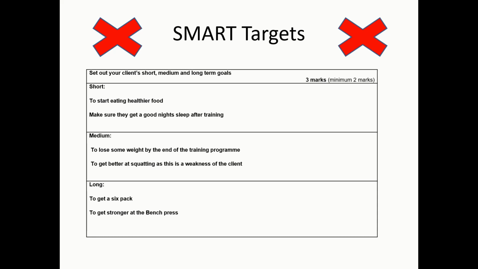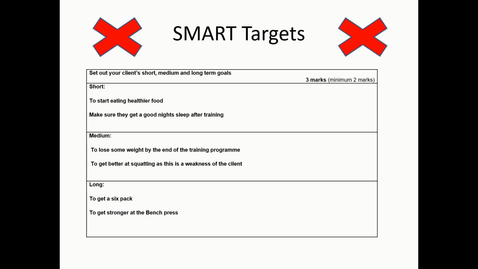Second one there is to make sure you get a good night's sleep after training. Again, a good night's sleep could be 7 hours, it could be 9 hours, depending on the individual. A good night's sleep, does that mean not waking up? Does that mean sleeping all the way through? Again, a good night's sleep has an interchangeable definition and therefore is not a SMART target.